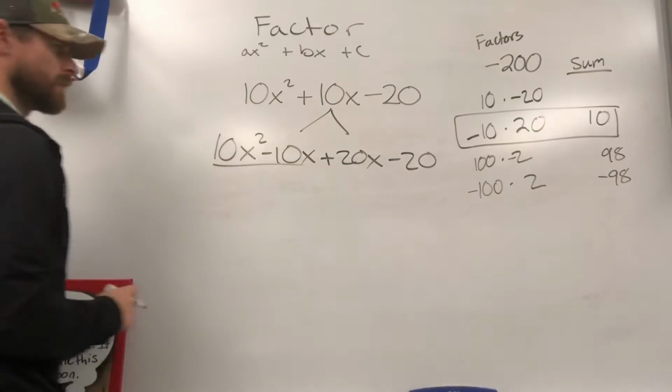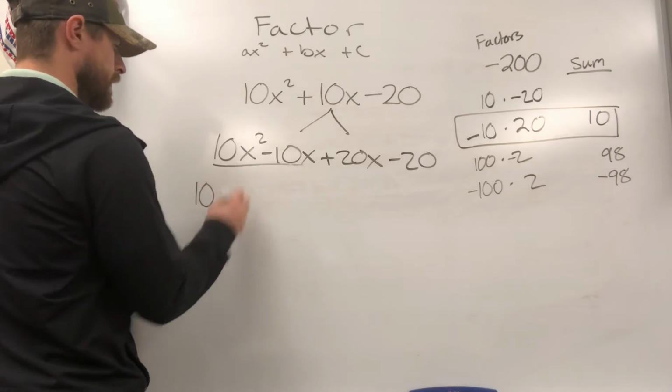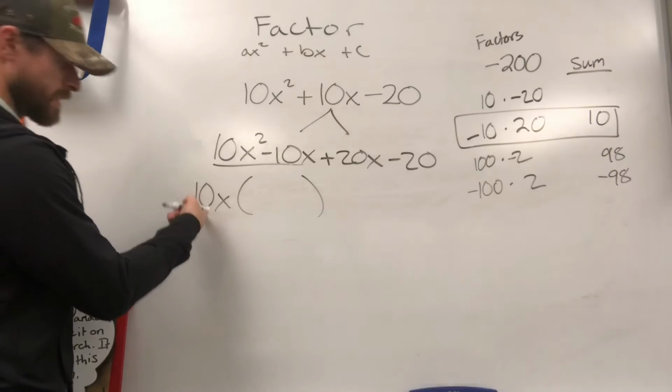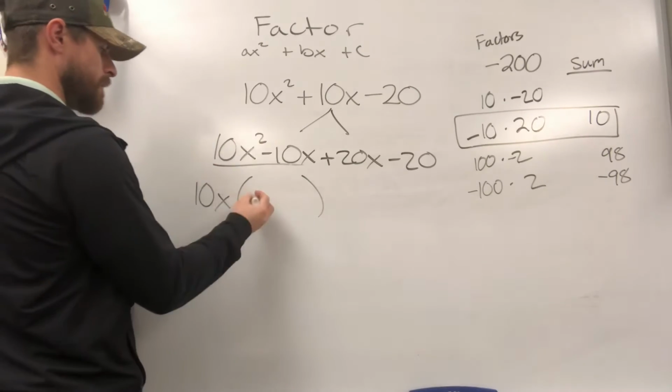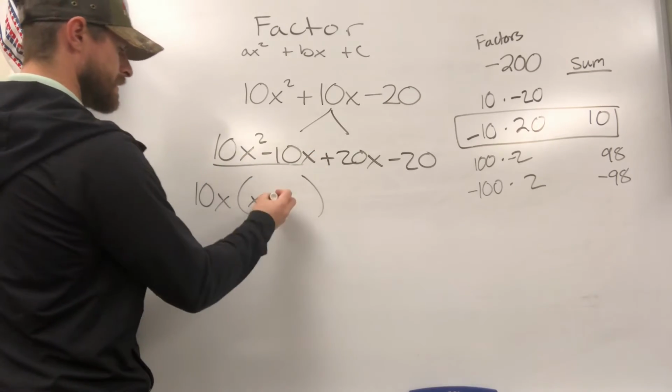Focus on the pair only. 10 and negative 10 are both divisible by 10. They each have at least one x. And now undo the distributive property. 10x times what makes 10x squared? X. 10x times what makes negative 10x? Negative 1.